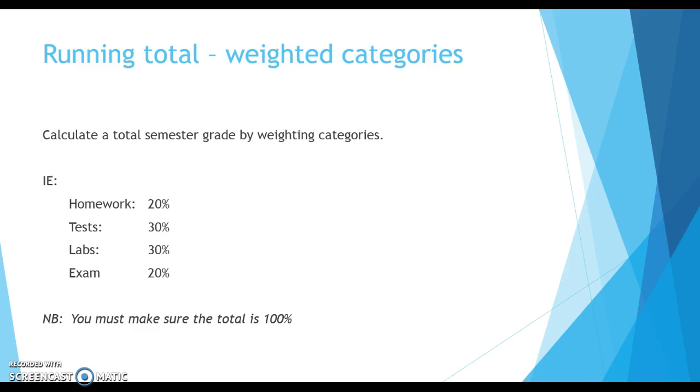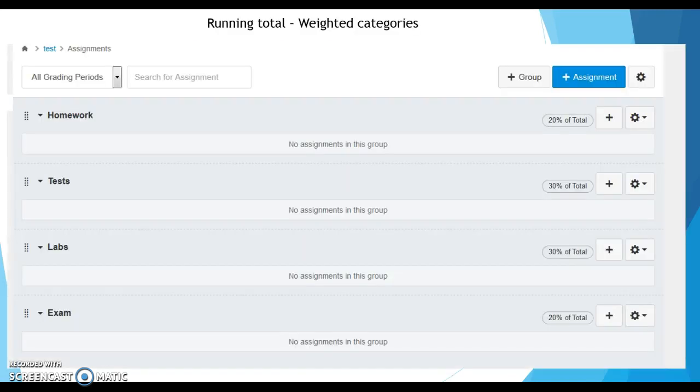And so when we take the snapshot here in a week or so at the end of quarter 3, that snapshot would be weighted that way and show what the student's grade is at that point with those weights in place. And so within an assignments page, it looks like this. You've created your homework assignment group, your test assignment group, labs, and exam, and you've weighted each one appropriately. And so this would be calculating a running total for a semester grade with weighted categories.